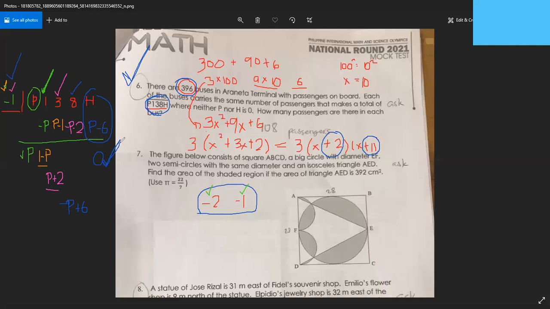Question before I proceed. Wait. That part, can you explain it again?